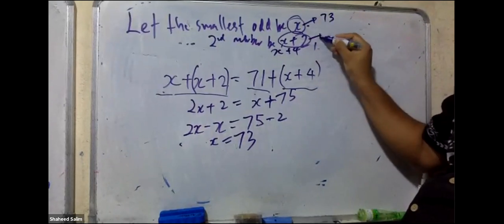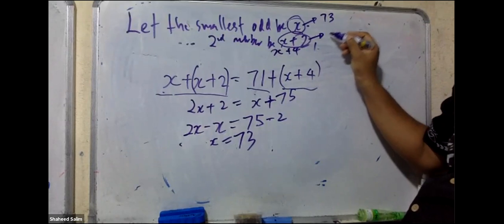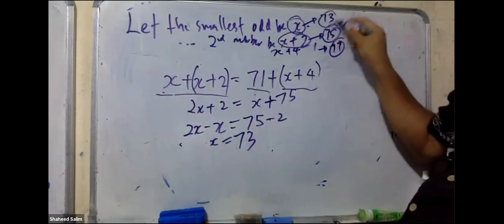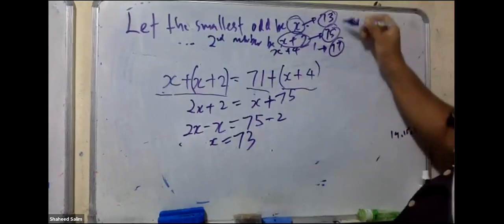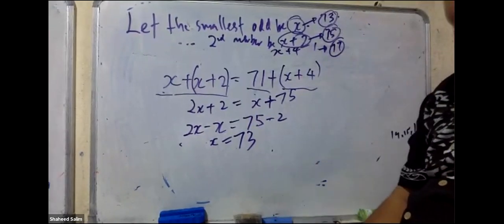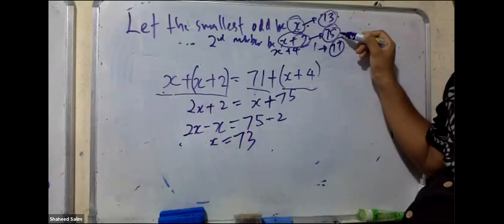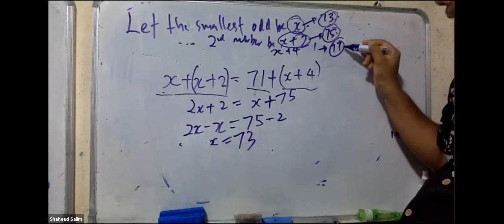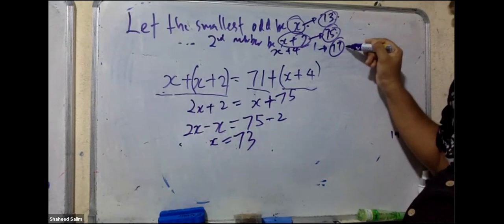What's the next number, Emma? If this is 73, the next odd number will be 75. And the next number will be 77. So these are the three numbers. Let us test. Can you use your calculator? 73 plus 75, what's the answer? 148. Now, they say the sum of the two numbers, when you minus 77, do you get 71?